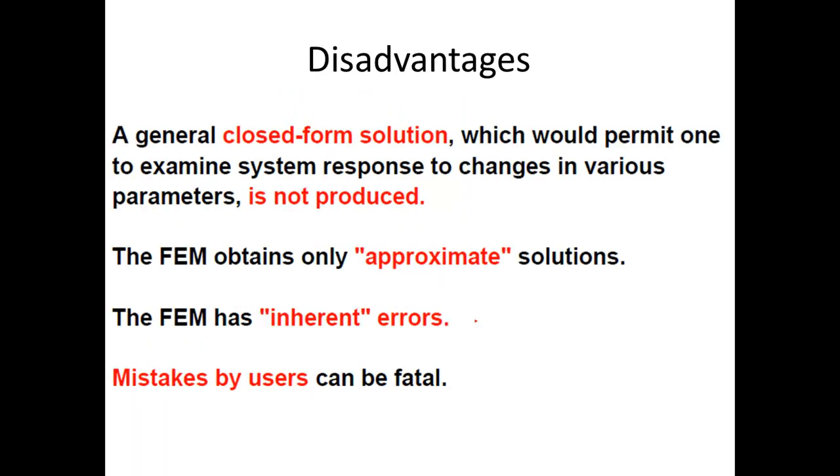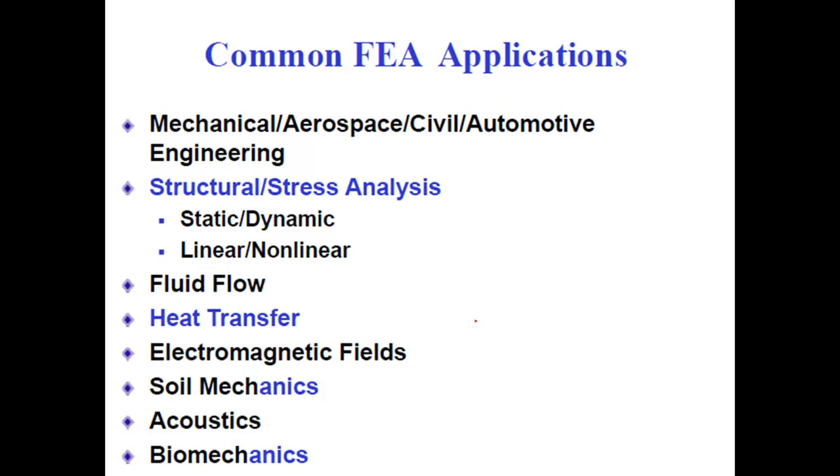Now what are the disadvantages? General closed form solutions, which would permit one to examine the system response to changes in various parameters, are not produced, right. Then FEM obtains only an approximate solution. That is the first characteristic of FEA: FEA is an approximate procedure, right. So we cannot get an exact solution. Then FEM has inherent errors, human errors, mistakes, depending on the human, so we can get the solutions, right. So these are the disadvantages.